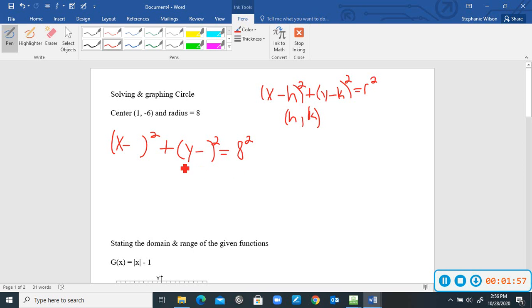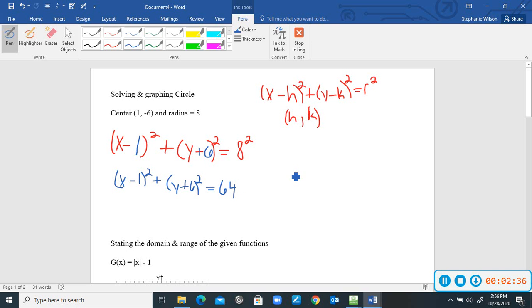Alright, so now let's plug in. So x is 1. The y value is negative 6, so negative times negative gives me a positive. Now this is not my final form. We do not answer it this way because we still got to square this 8. So my final format would be (x minus 1) squared plus (y plus 6) squared equals, and then 8 squared is the same as saying 8 times 8, which is 64.